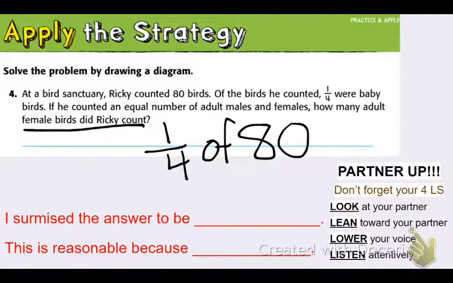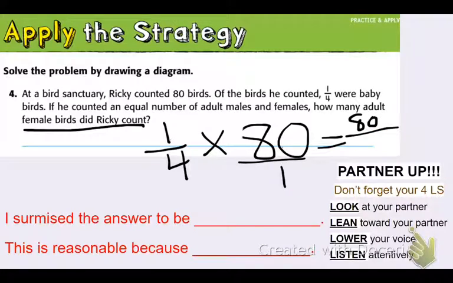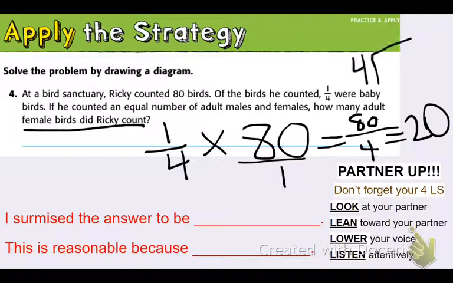So let's start there. I can go ahead and change it to times, make 80 an improper fraction. 80 times 1, 80. 4 times 1 is 4. I can now make that improper fraction a whole number. 4 divides into 8 2 times. 4 divides into 0 0 times. So you can think of it as 4 goes into 80, 20.